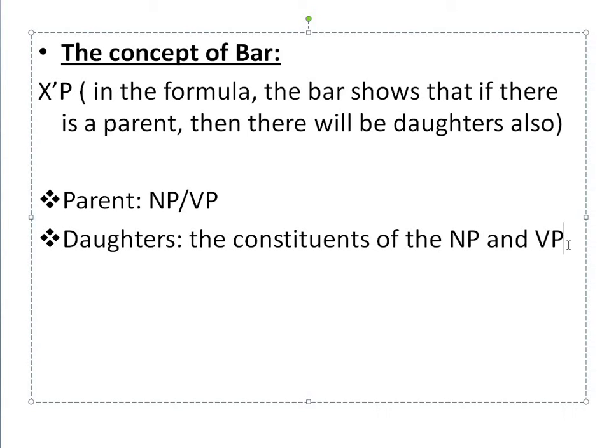So we are done with the concept of bar. XP means X is variable. We put any lexical category to make the phrase, and then the bar shows that if there is a parent, any phrase, either noun phrase, verb phrase, adjective phrase, or prepositional phrase, there will be daughters also. So X bar P means that any parent phrase consists of daughters as well. Now just see how this formula is going to apply on the phrase structure grammar.